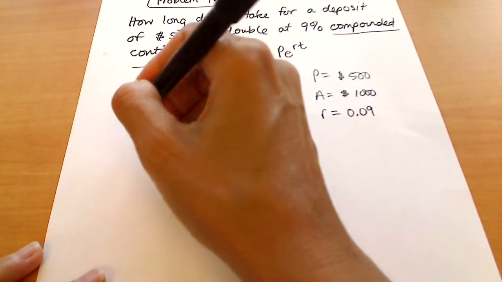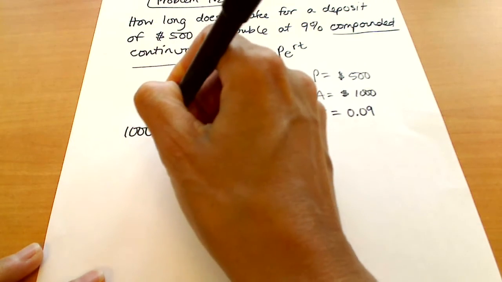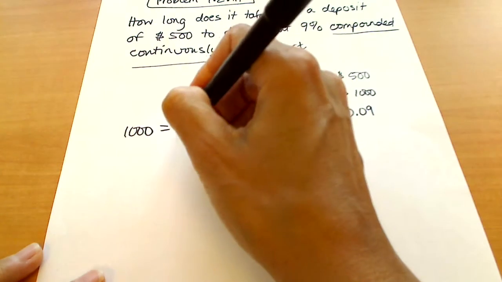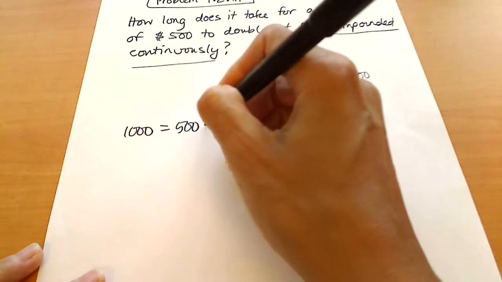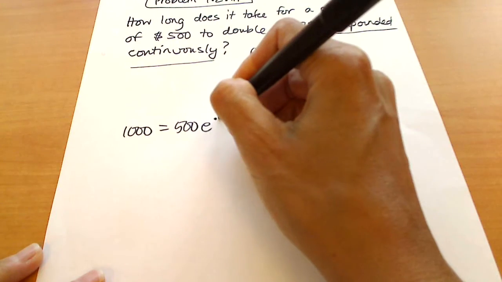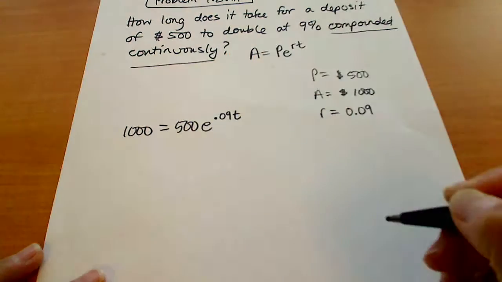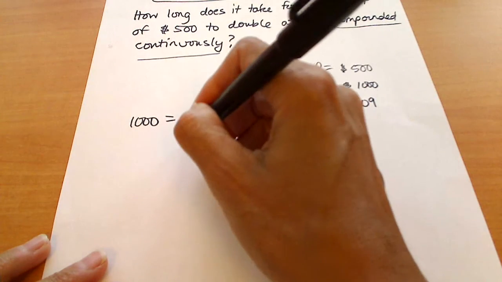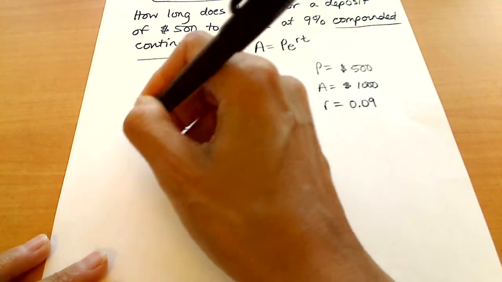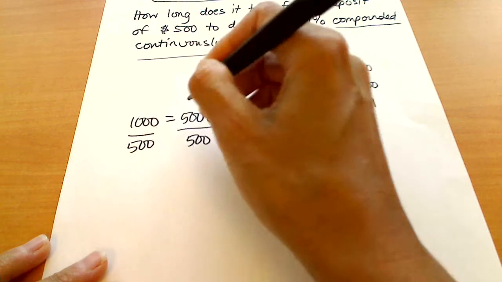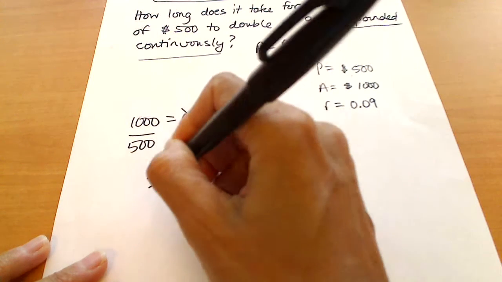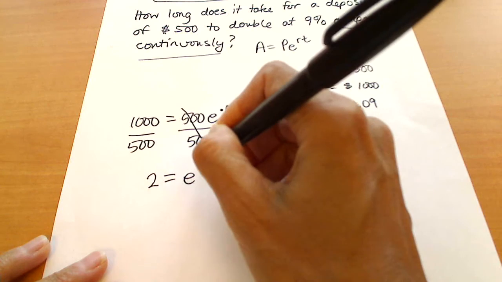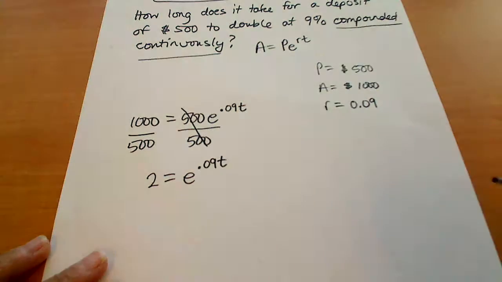Okay, so we can plug all of those in and then solve for t. So this problem will look like 1,000 equals 500 times e to the 0.09 times t. Now we're solving that, so I'm going to divide both sides by 500. So we get 2 is equal to e^(0.09t).